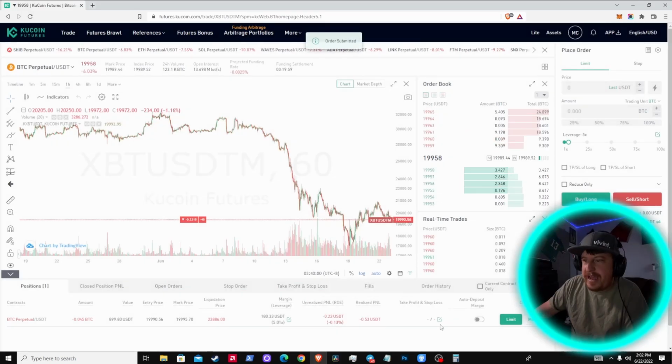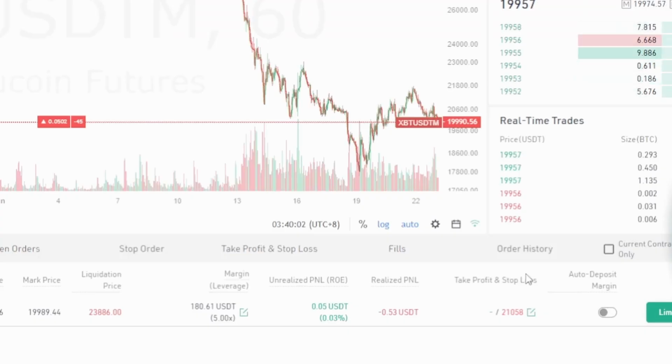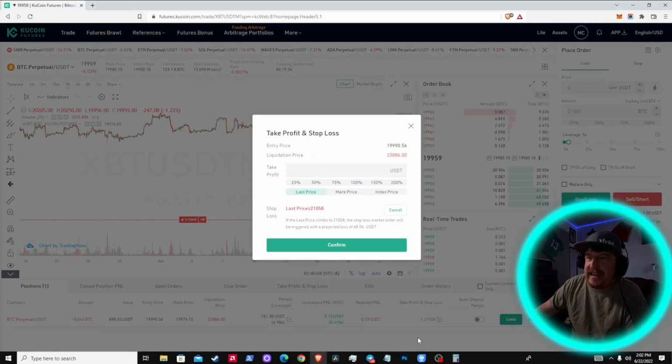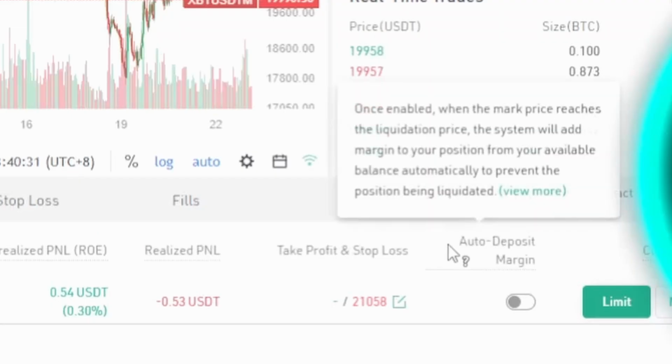I can confirm that, and now it's going to put that right here on the side that says stop loss. I can click that later if I want to cancel it and adjust it, change it, or if I just want to double check what my potential loss in this case would be. Just to the right of that, you have auto deposit margin.